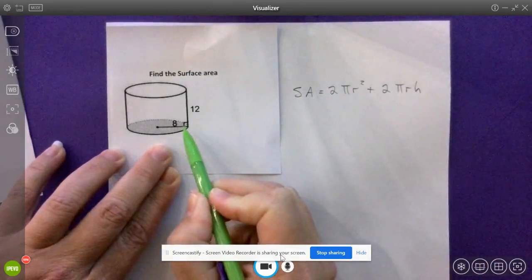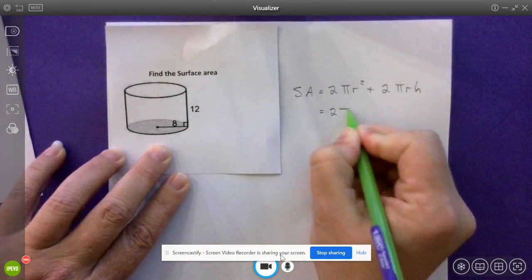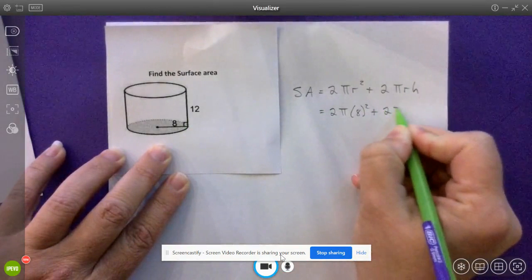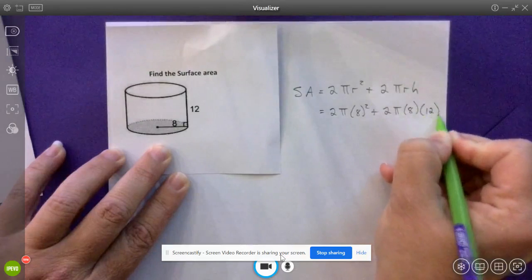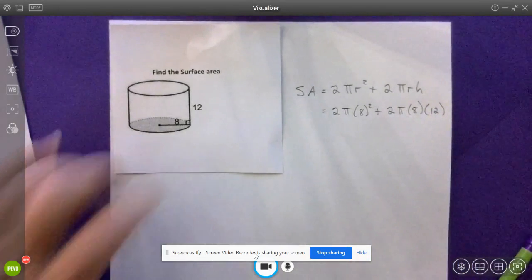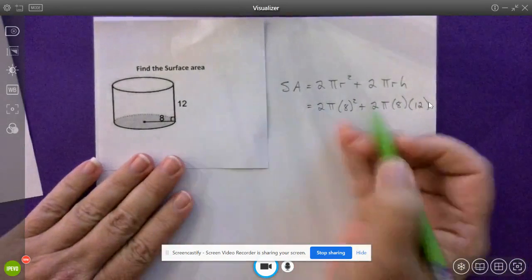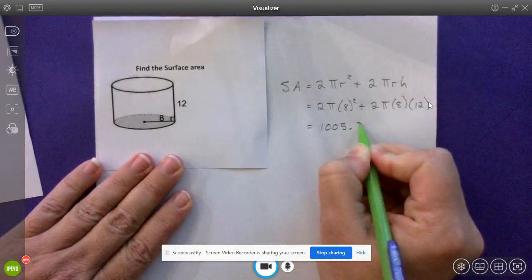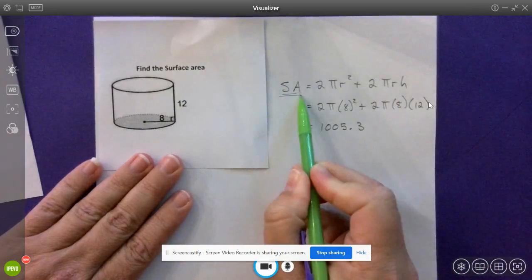All the information is already in the picture for me, so this is a plug and chug problem. It's going to be 2 pi, my radius is 8, plus 2 pi, radius is 8, and the height is 12. And then when we go to Desmos, we would plug that in exactly the way that you see it, and you would end up with an answer of 1005.3.